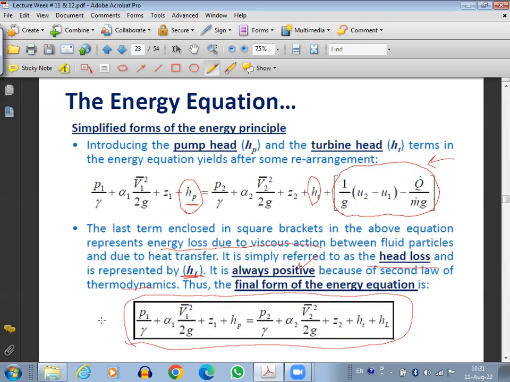Whenever you have to solve a problem using the energy equation, the basic energy equation for fluid flows, which will be provided to you in the exam, is this. This is the most advanced form of the energy equation for fluid flows.